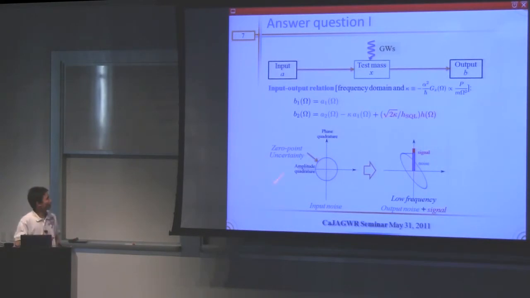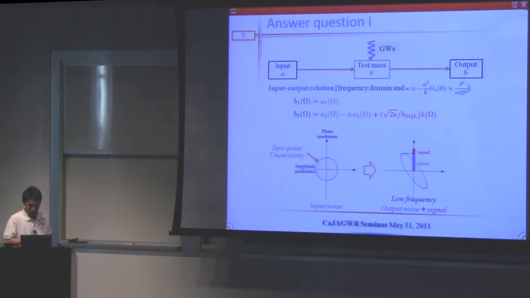Now, what I draw here is basically the input noise. You can think that the amplitude quadrature and the phase quadrature both have their point uncertainty, and this is called input noise. Then when this goes through the interferometer, the test mass makes these two noises correlated. You have this nice ellipse here. Then the projection of this ellipse gives you the additional signal.